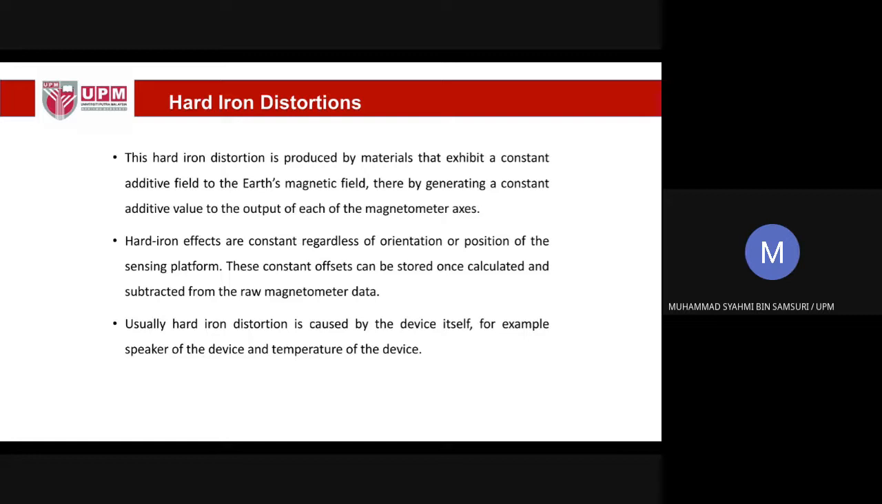Usually hard iron distortion is caused by the device itself. For example, I'm using a mobile phone, so hard iron comes from the device itself, for example the speaker of the device and also the temperature of the device. If the temperature goes higher, it will give a large distortion to our measurement of the magnetic field.